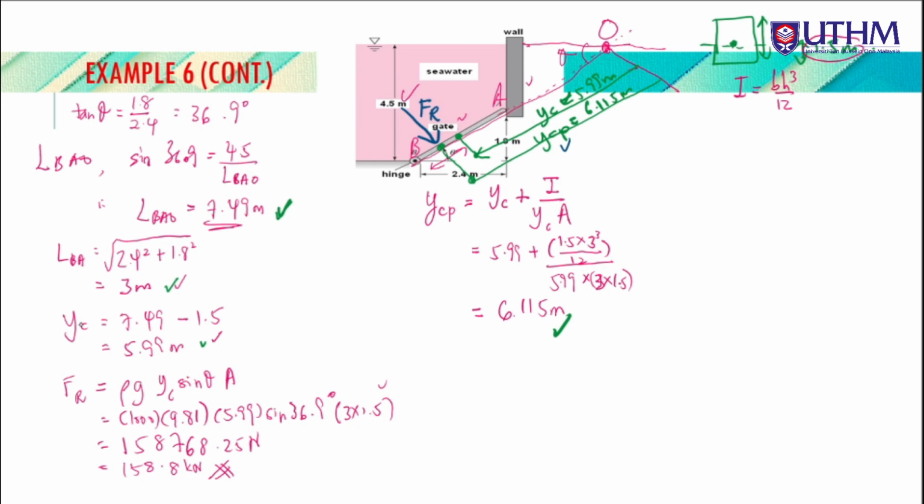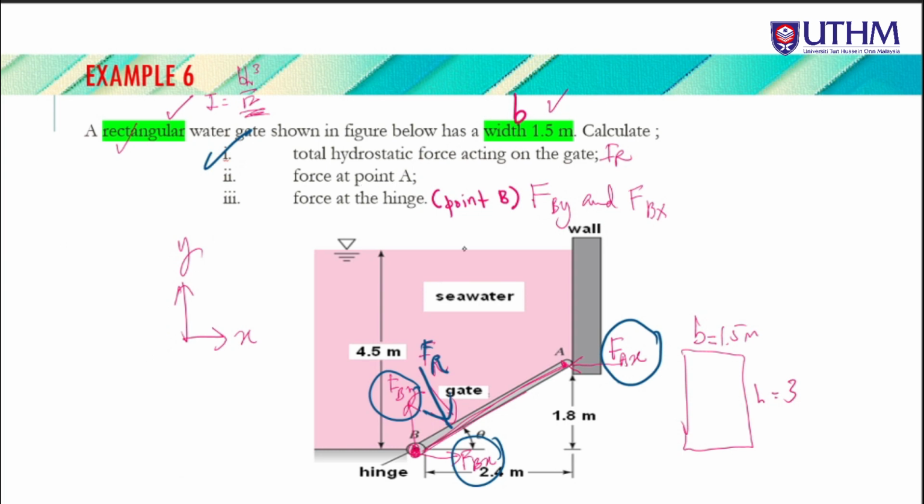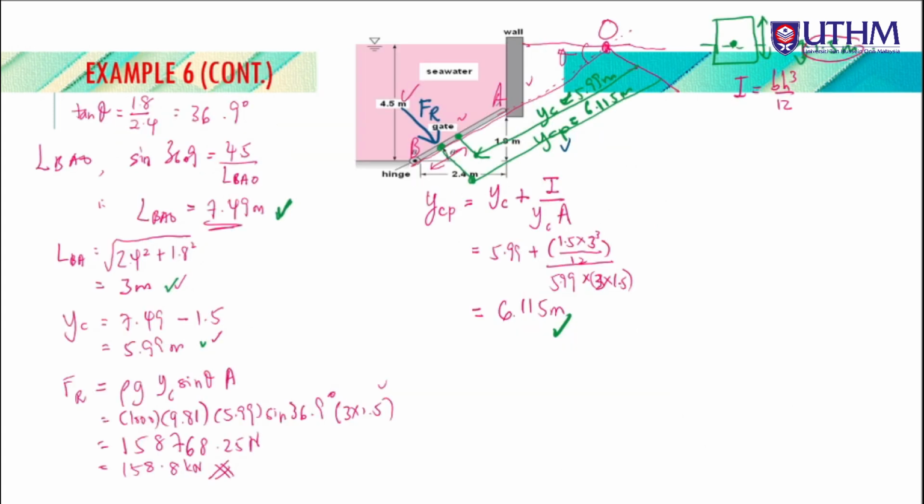So in order for us to get the value of the forces at point A and point B, we need to refer to the equilibrium equation. We need to consider both moments and forces. Total moments and forces should be balanced. Let me take this back. So if we follow moment, total moment should be 0.